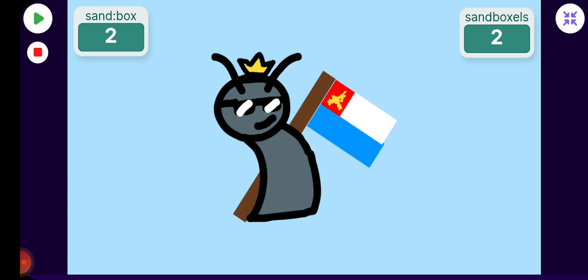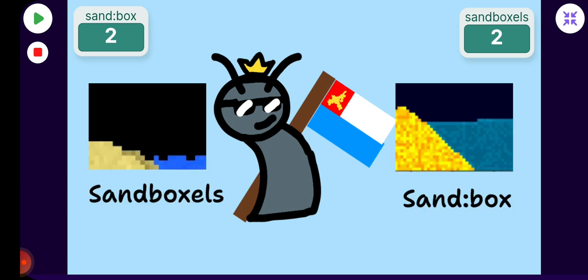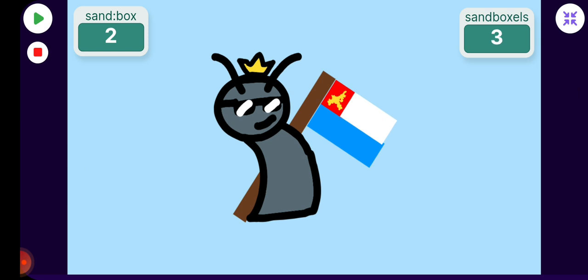Point 3. Staining feature. In Sandboxels, when sand comes into contact with water, it gets wet. But in Sandbox, when sand comes into contact with water, literally nothing happens. So this is an easy victory for Sandboxels. Sandboxels barely defeated Sandbox in this video.